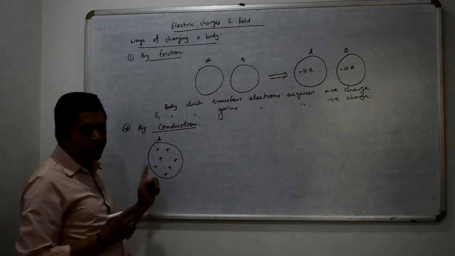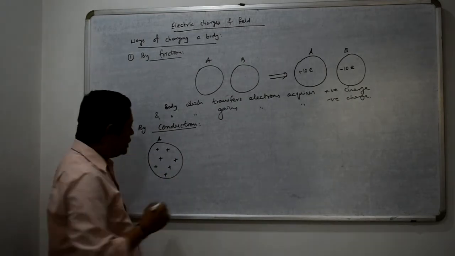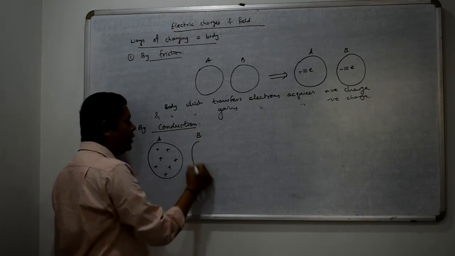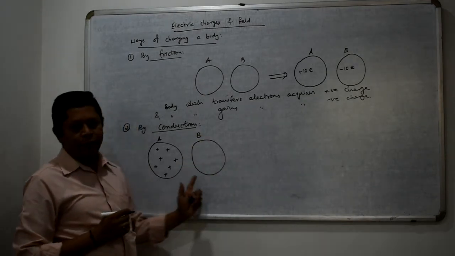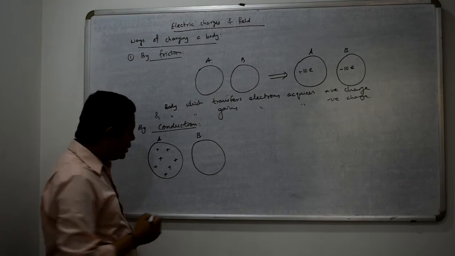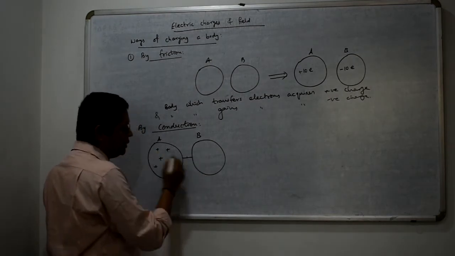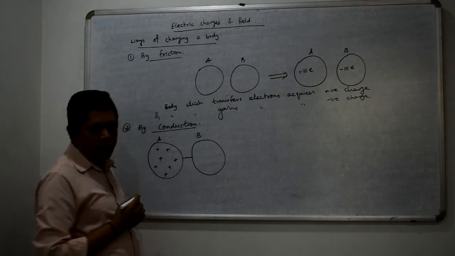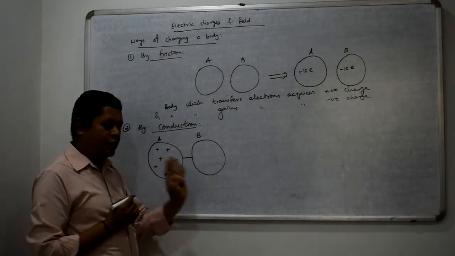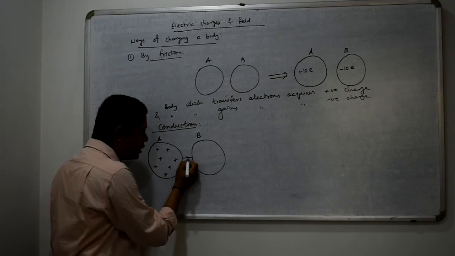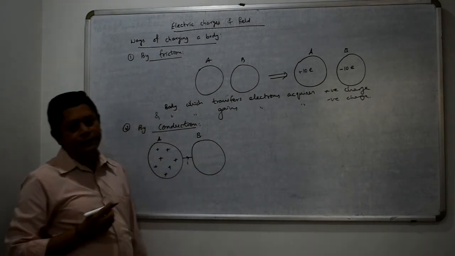It means that its electric potential is higher. And body B, let's say it is a neutral body. Its electric potential is zero. Now, if you bring these two bodies in contact, then electric current always flows from higher potential to lower potential. This is the direction of electric current.